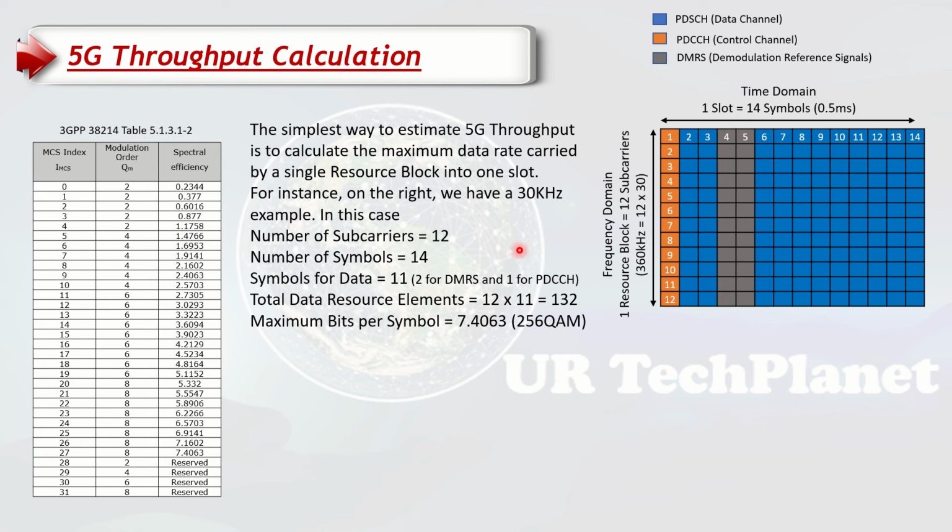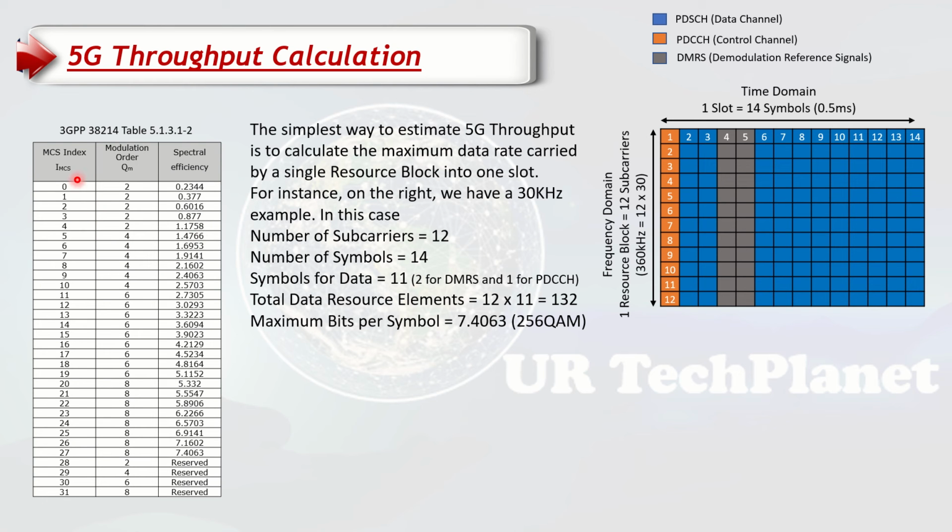So now, how many total resource elements do we have that can carry traffic? That means 12 subcarriers into 11 symbols, that is 132. Now, how much data can I carry with 132 resource elements? For that one, we refer to 3GPP table 38.214, table 5.1.3.1-2. This shows the number of bits per symbol possible for each MCS.